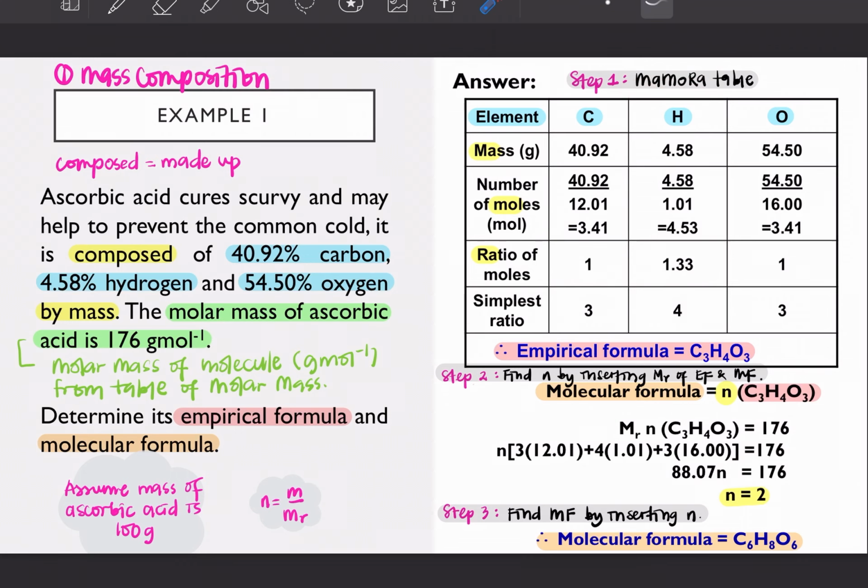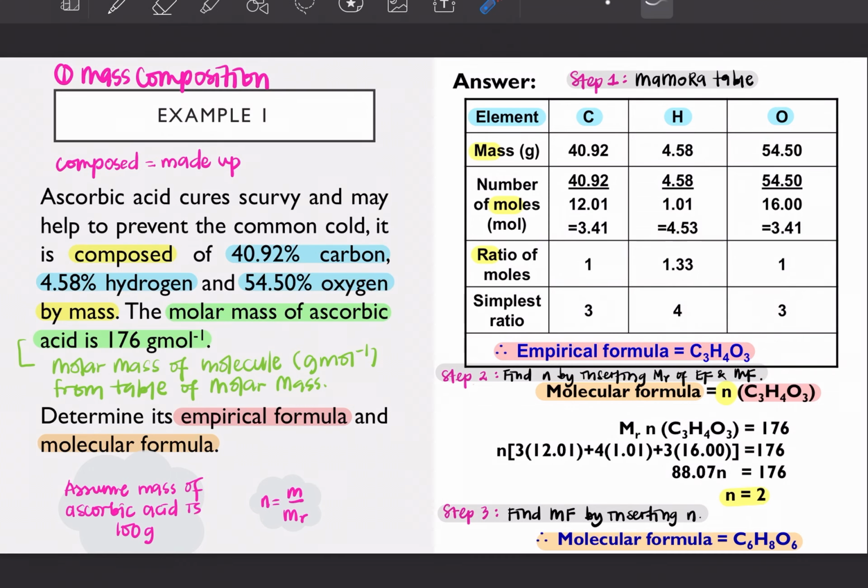Why is it called Marmora? Ma is for mass, mole is for number of moles, and Ra is for ratio. So this table will help you to find the empirical formula. Let's do it step by step.